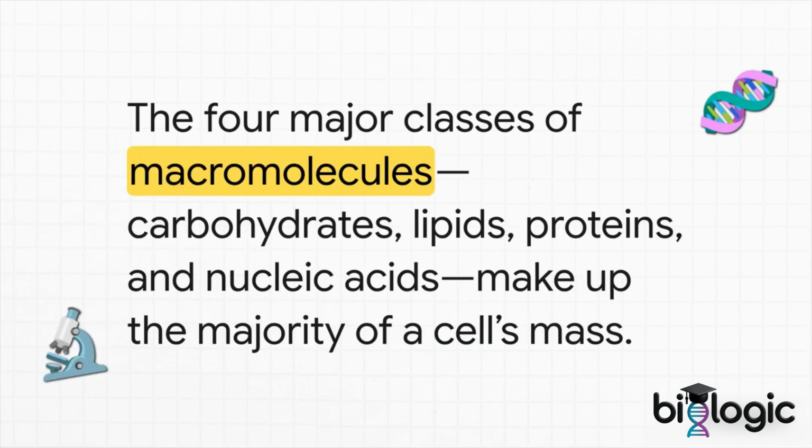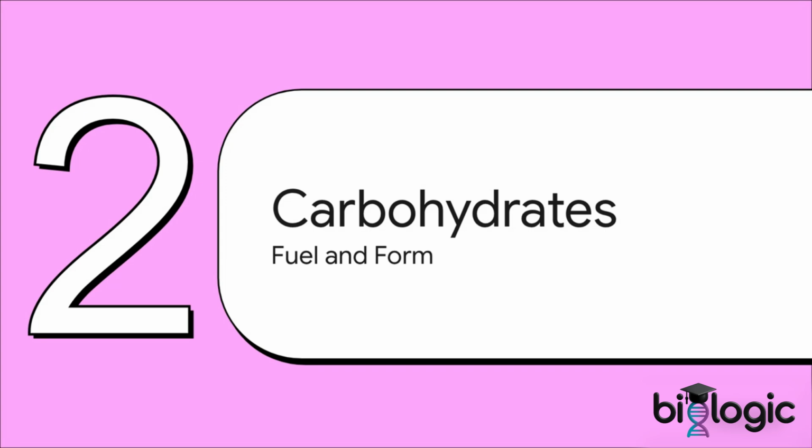Okay, so with carbon as our super versatile backbone, we are ready to start building. Let's meet the 4 major classes of macromolecules that these amazing carbon skeletons help create. First on our list, carbohydrates. These are all about fuel and form. You've probably heard athletes talk about carb loading before a marathon, right? Well, there's a very good reason for that. These molecules are the body's go-to quick-access energy source.